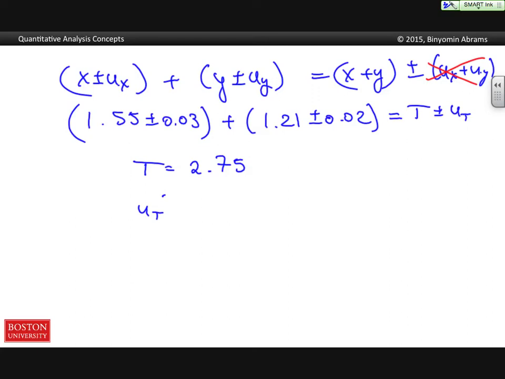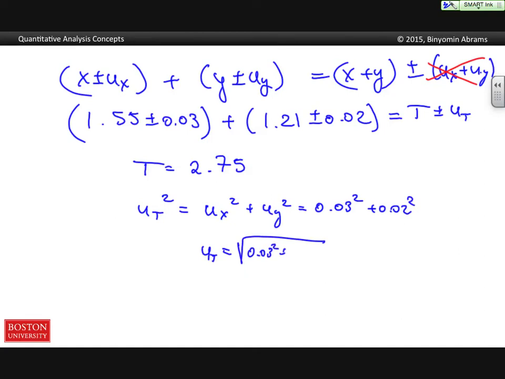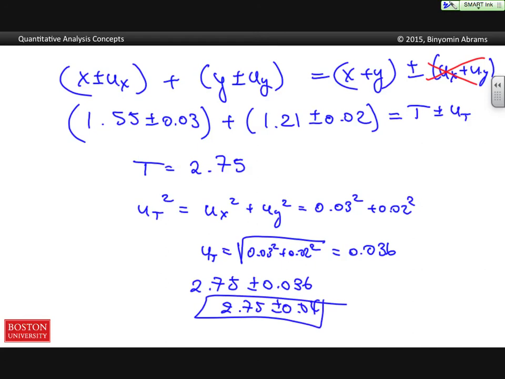So the root sum of square method says that for addition and subtraction, the square of the total uncertainty is just the sum of the square of the individual uncertainties. So this would be the uncertainty in x squared plus the uncertainty in y squared. So that would be 0.03 squared plus 0.02 squared. So to get the total uncertainty, I would just take the square root of 0.03 squared plus 0.02 squared, and I get 0.036. So notice it's greater than the largest uncertainty, but it's not as large as just adding the two uncertainties together. And this makes sense. And so we would say that we have 2.75 plus or minus 0.036, or 2.75 plus or minus 0.04.